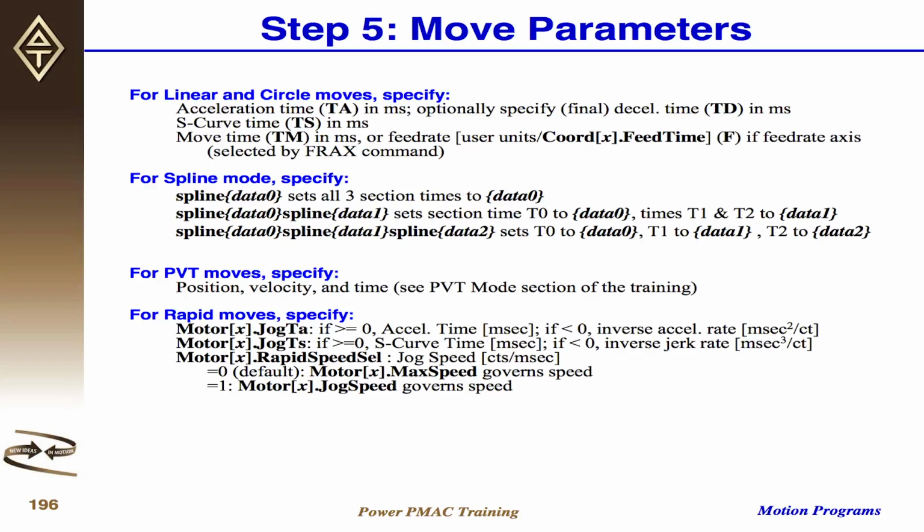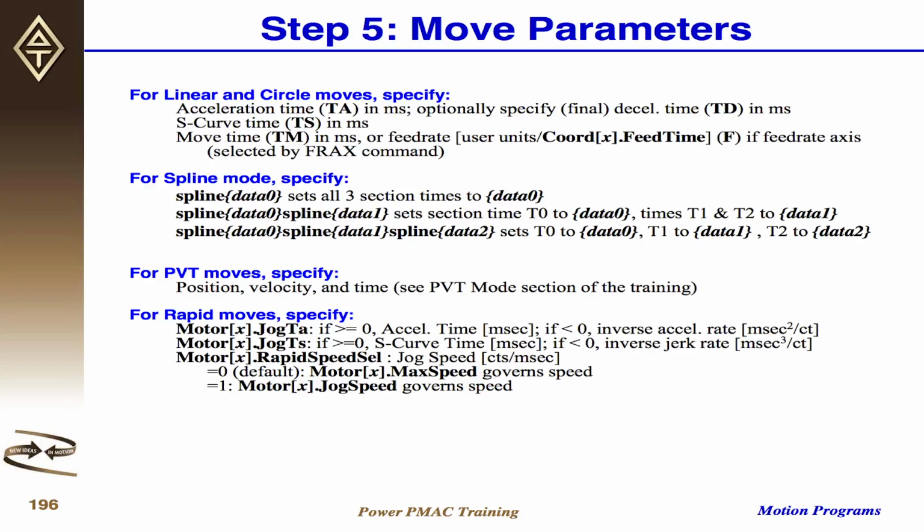So in linear, you choose acceleration time with TA in milliseconds, and deceleration time with TD in milliseconds. Deceleration time is optional. If you don't specify it, PowerPMAC will assume you should use TA for the deceleration time as well. Choose S-curve time with TS in milliseconds, the move time before deceleration in TM, or the feed rate with the F command if you're using a feed rate axis.